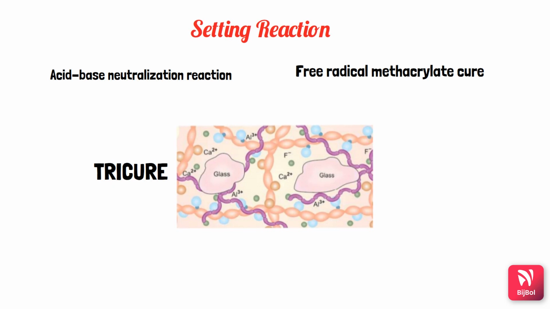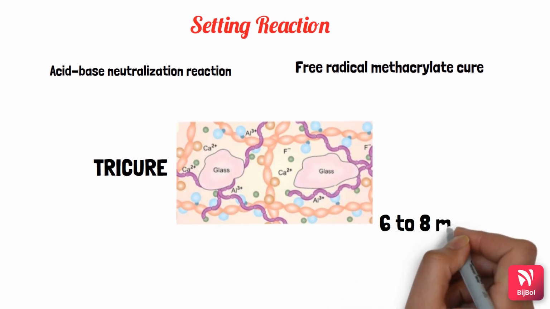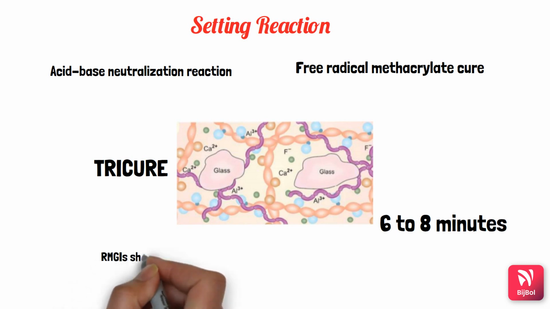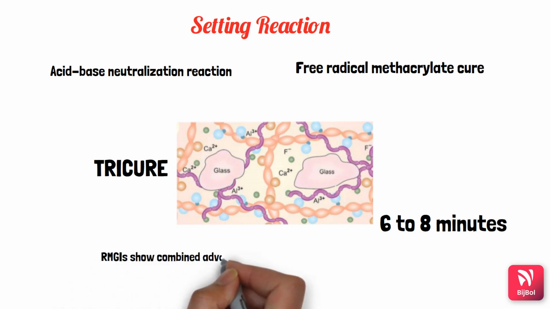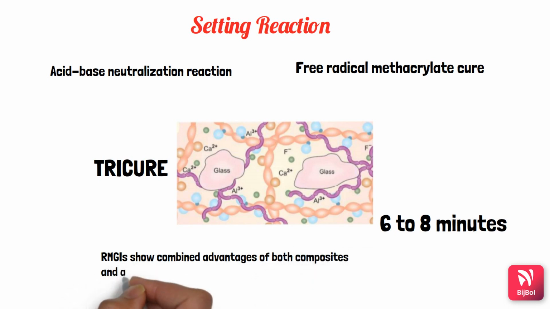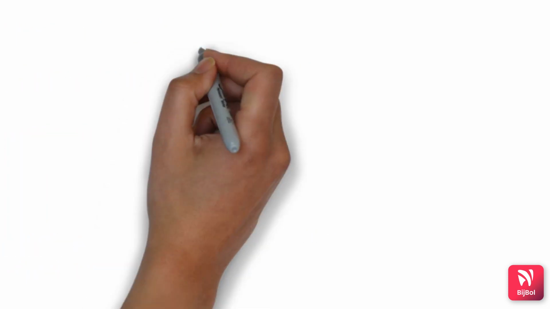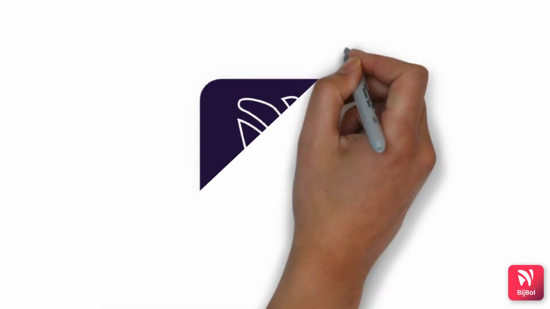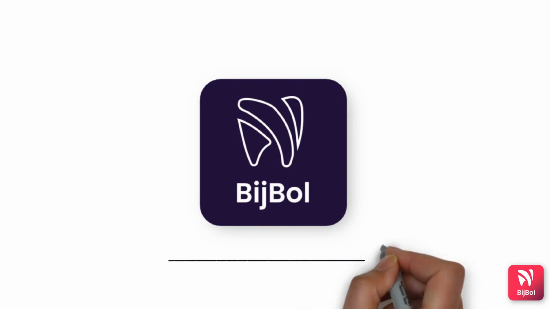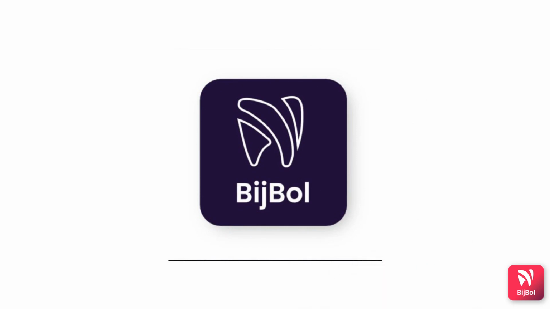If you observe the setting time of it, it is about 6 to 8 minutes. So the RMGIC shows the combined advantage of both the composite as well as the glass ionomers, and it is more superior when compared to the conventional GIC. So this is a brief about the GIC, that is glass ionomer cement, which is most used clinically as a restorative and lining material.